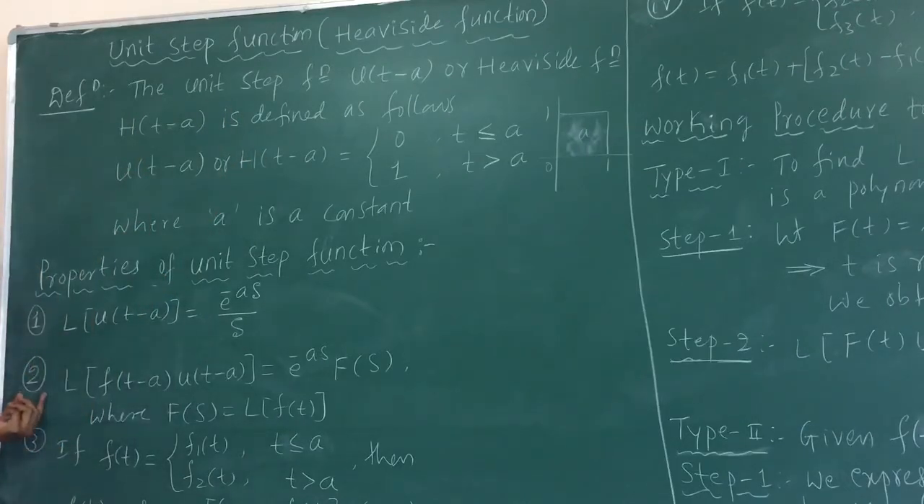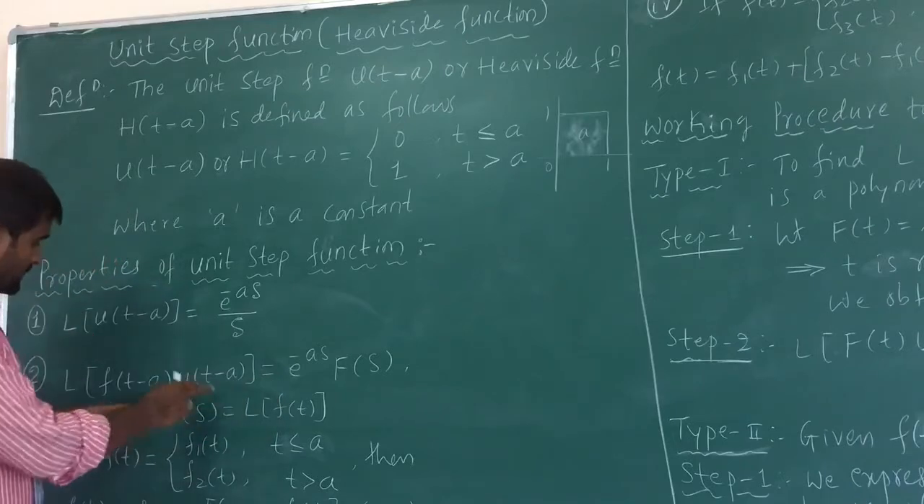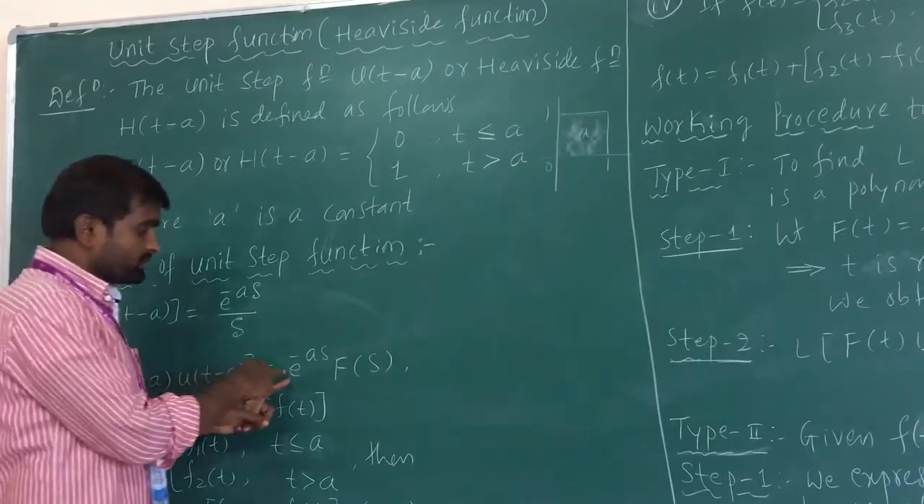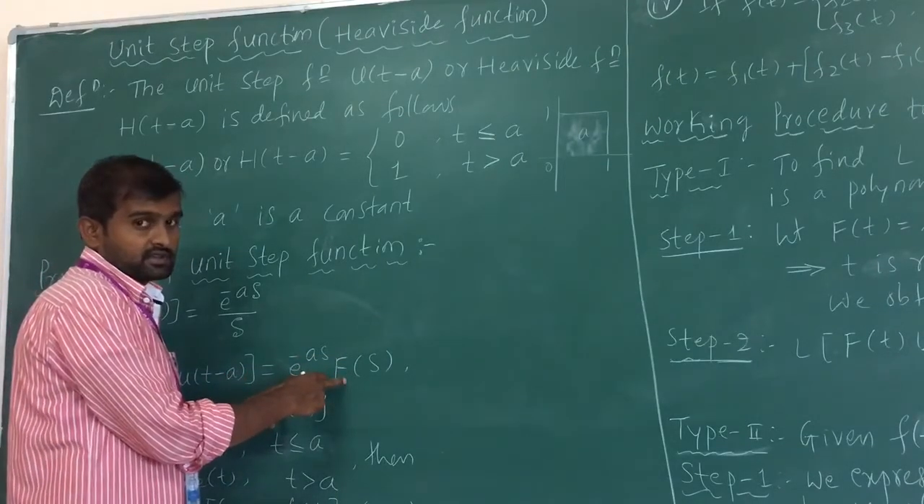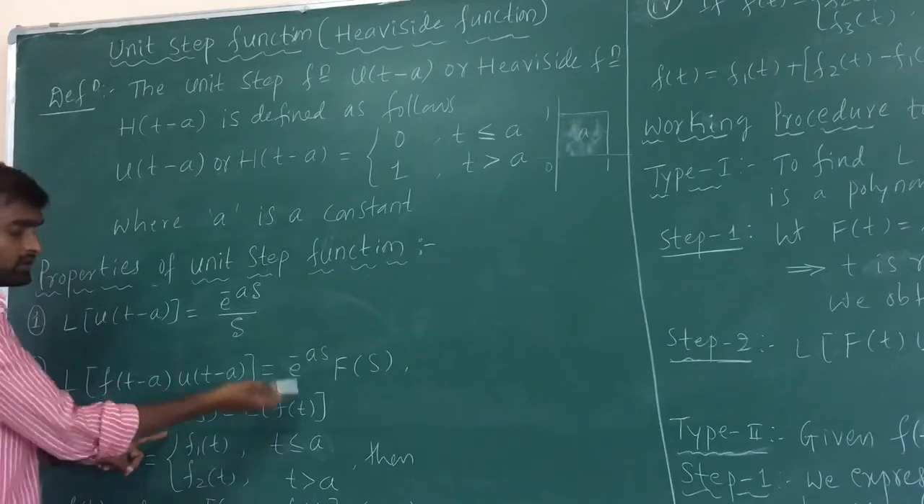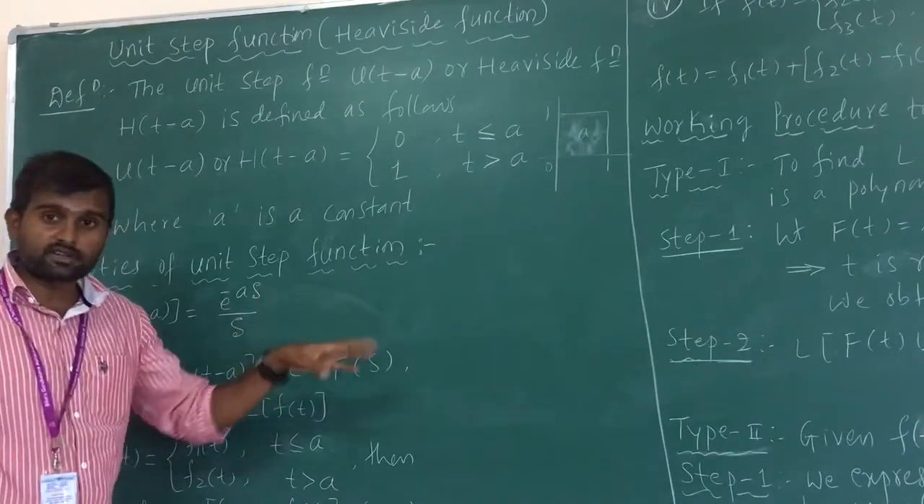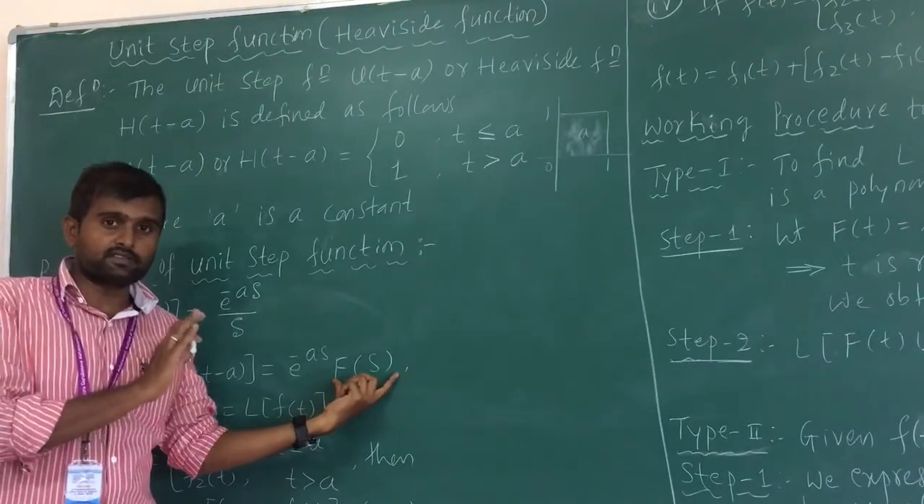Then the second property. The second property says that if a step function is multiplied by another function, L of f of t minus a into u of t minus a equals e raised to minus as into F of s, where F of s is nothing but L of f of t, by the definition of Laplace transform from the previous section. L of f of t is F of s.